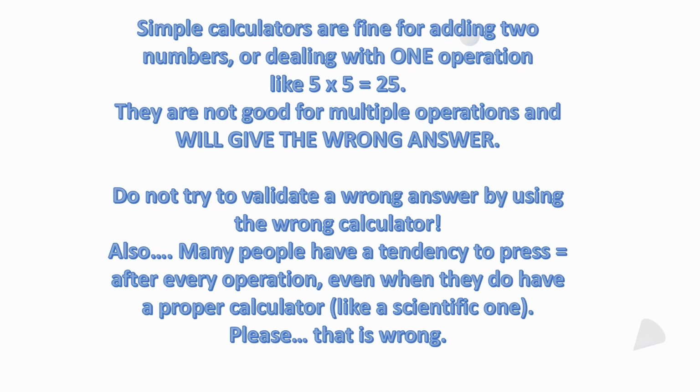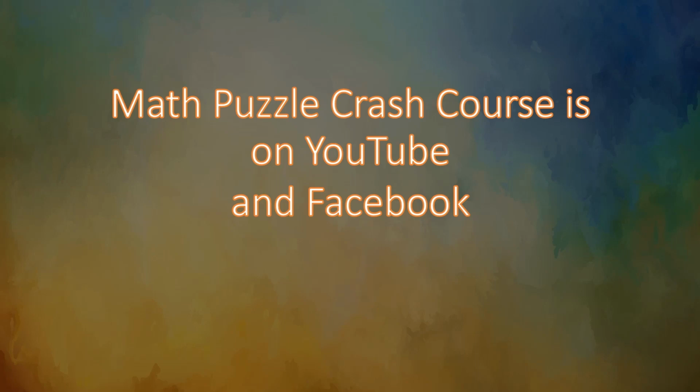Also, many people have a tendency to press the equals key after every operation, even if they have the proper calculator. I've seen people using the right scientific calculator or calculator with that internal stack chain, and they'll still hit the equal sign. They'll do things like 6 minus 1 equals, and then they'll say plus 5 times 3 equals in one long problem. And that's incorrect to do that. So, be careful of your calculator and what you're doing.